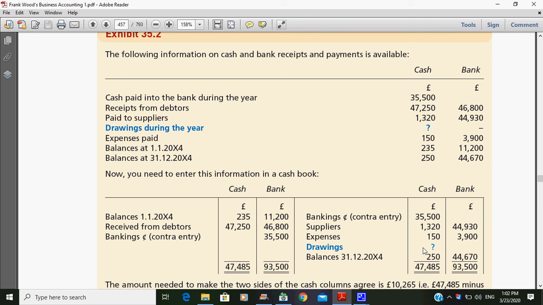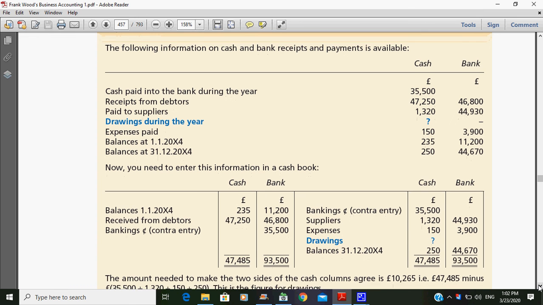Now to find drawings, you're going to add up this side, you get that, then subtract what's added here from this, and you get drawings. You add up the cash column here as well, with 35,500, 1,320, 150, and 250. Add them up. You then subtract the figure that you get from 47,485, and that will give you the figure for drawings.